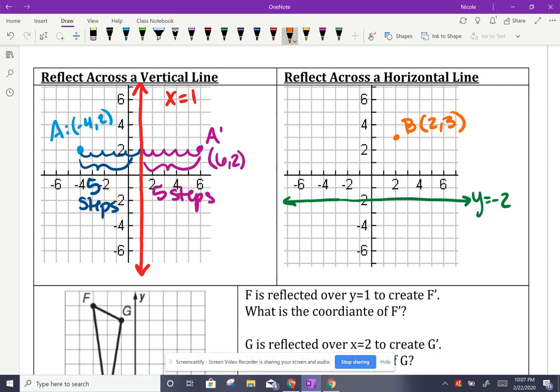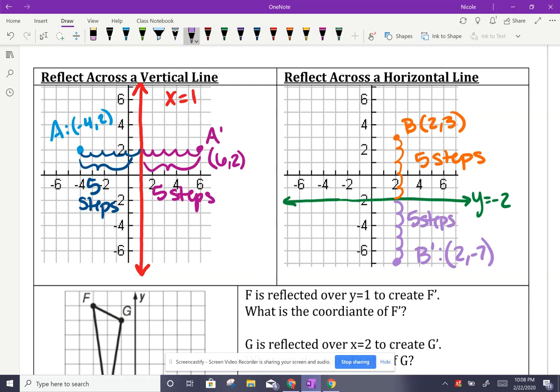And I'm going to count my steps down. 1, 2, 3, 4, 5 steps. And so I'm going to do the same number of steps in the opposite direction. 1, 2, 3, 4, 5. And so that gives us B prime, which is at 2, -7. There we go.